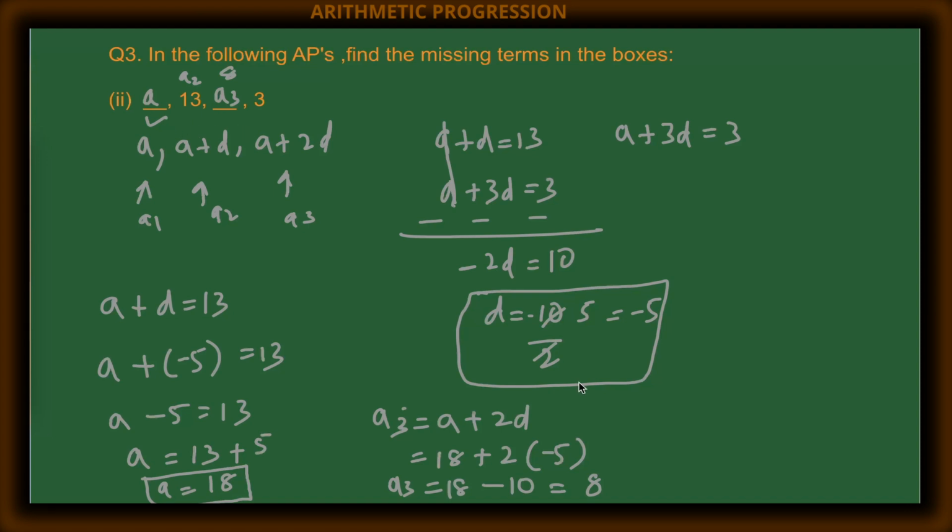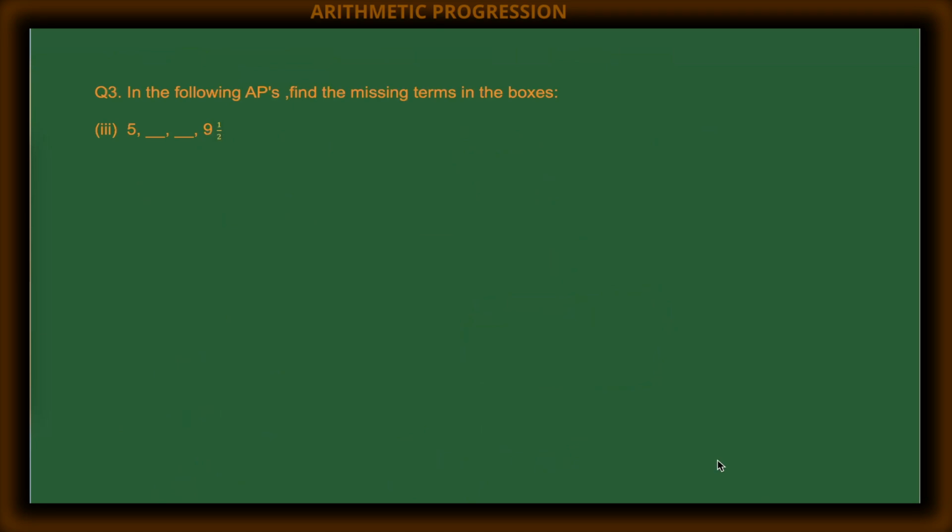Okay, so let's move to the next question. Here in this case we have A is equal to 5. We have the first term, and we need to find the second and the third term. The fourth term is given in mixed fraction, so let's convert it into an improper fraction. So 5, A2, A3, which are missing, and 9 by 2 converts to 19 by 2. Let's put it in a proper format.